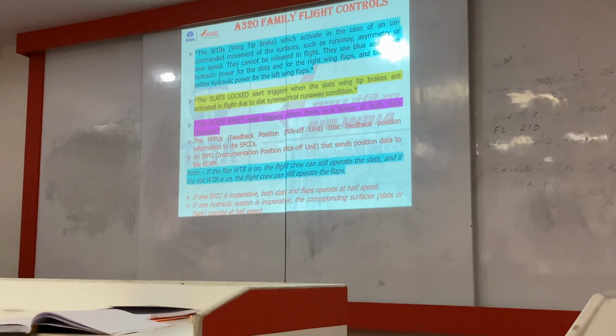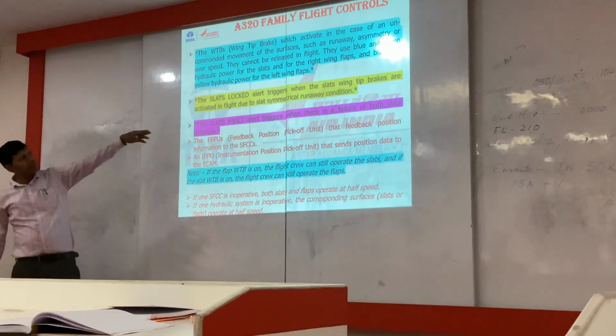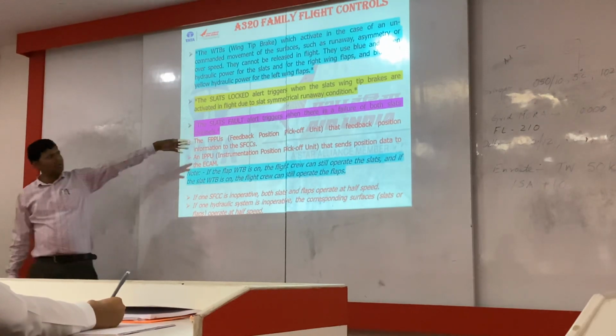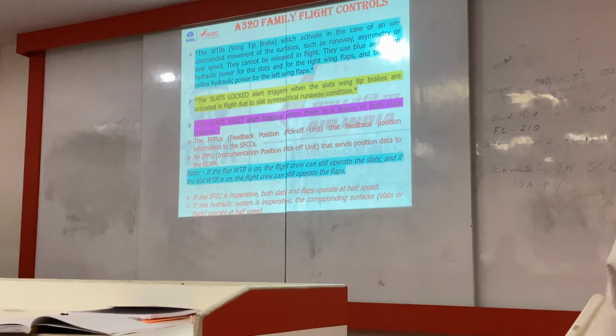They use blue and green hydraulic power for the slats and for the right wing flaps, and blue and yellow hydraulic power for the left wing. There are two messages: slats locked and slats fault. The slats locked alert triggers when the wingtip brakes are activated in flight due to slat asymmetry, whereas the fault alert triggers when there is a failure of both slat channels. Both channels failed, then the slats fault. Otherwise, because of asymmetry or runaway condition, the WTBs are activated, slats locked condition.